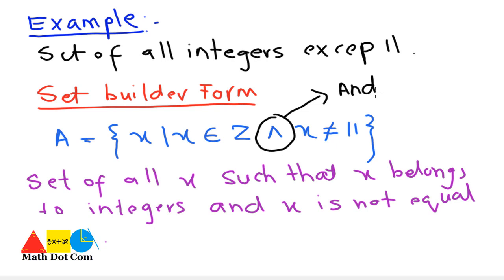So this is how we can write the set of integers, where there will be an infinite number of elements in this set. And this is how we can write it in set builder form. This is the easiest form you can use.